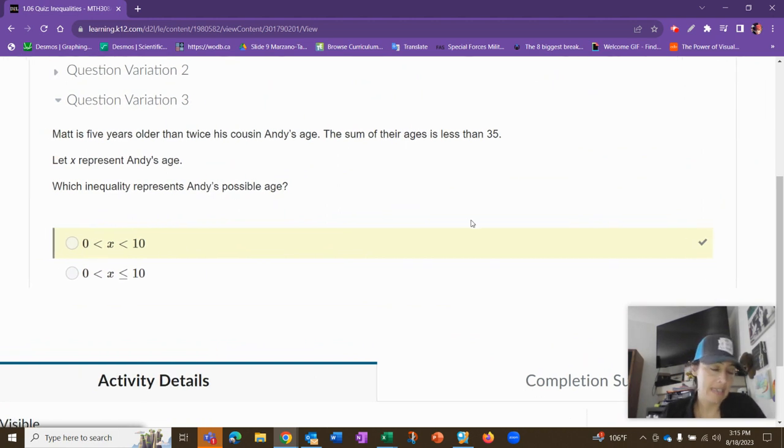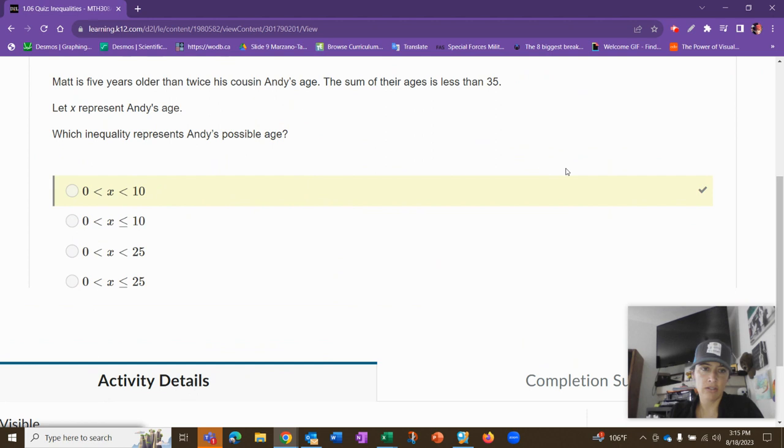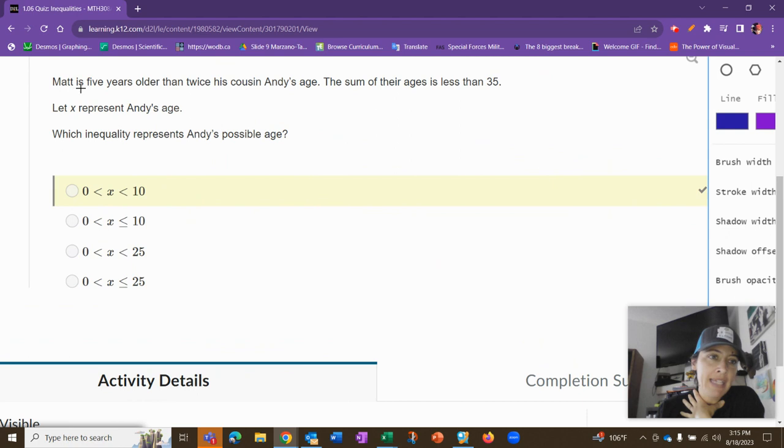Okay, so we know what it is. Let's just take a look at the answers for a second. I wonder if you could just kind of guess on this one. Let's read it. Matt is 5 years older than twice his cousin Andy's age. The sum of their ages is less than 35. Let X represent Andy's age, which inequality represents Andy's possible age?